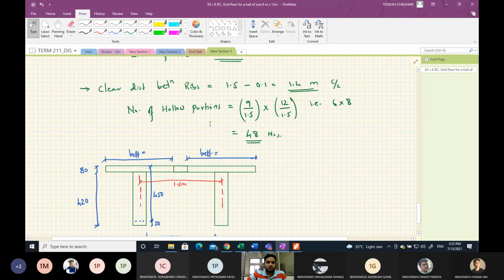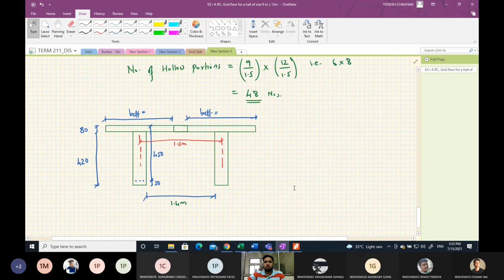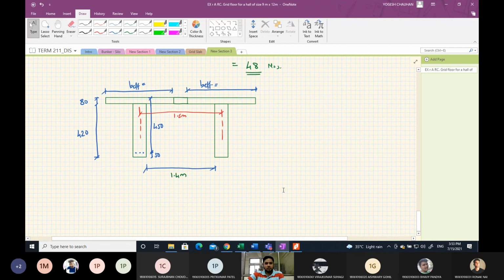And we then find the number of hollow portions, which will be used for calculating the self-weight of the grid floor. So we have such 6 hollow portions in x direction and 8 hollow portions in y direction. So total is 48 hollow portions. Okay, and this is the sketch of the rib beams.